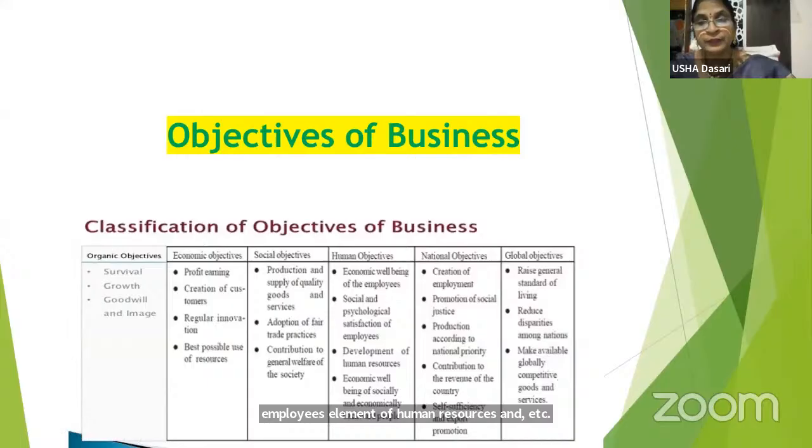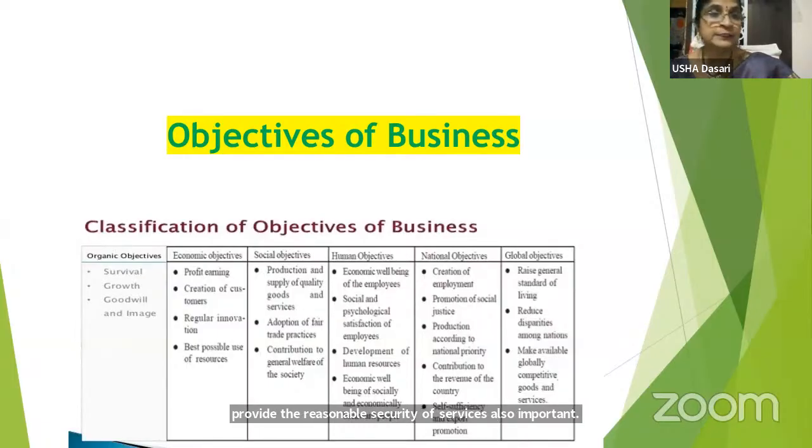In short, apart from this, provision of healthy working conditions to the employees is very important. Paying fair and competitive salaries and perks is also important. Provision of opportunities for the personal growth and development of the employees is also important. Providing reasonable security of service is also important. So all these are the human objectives.